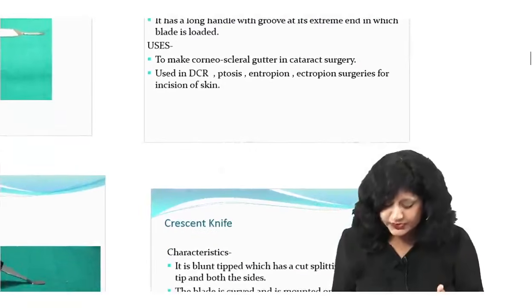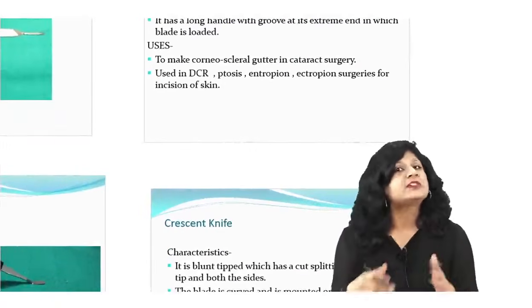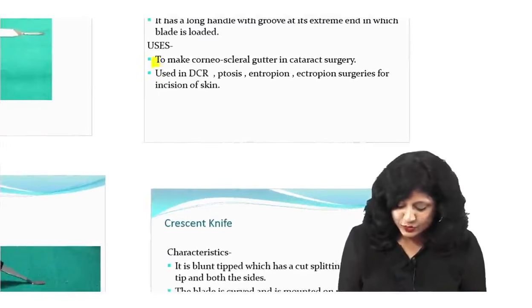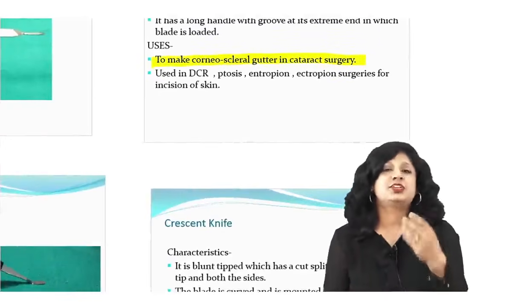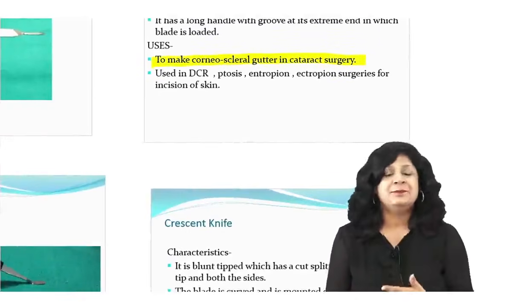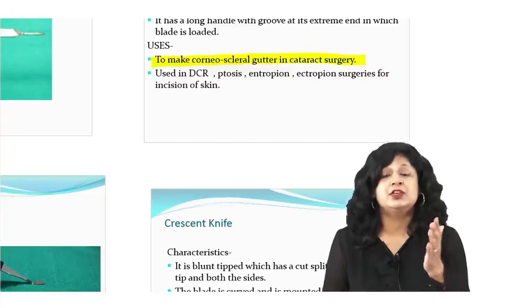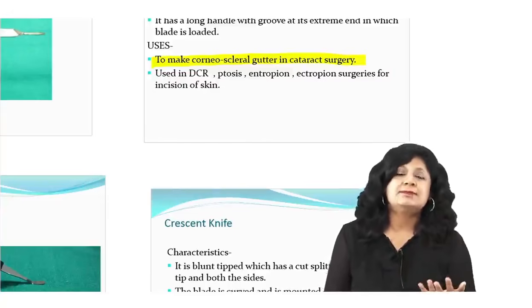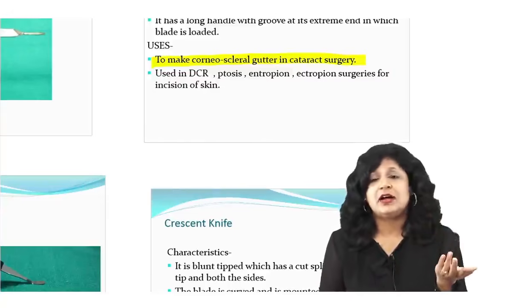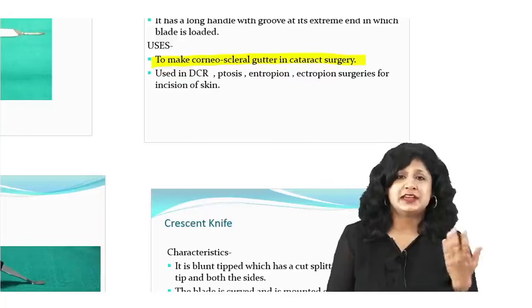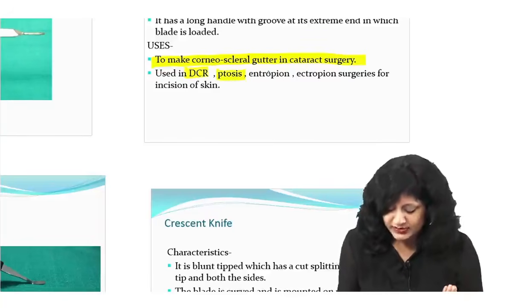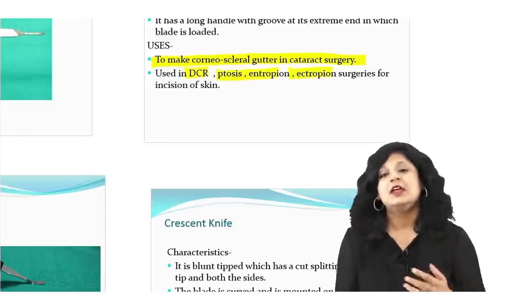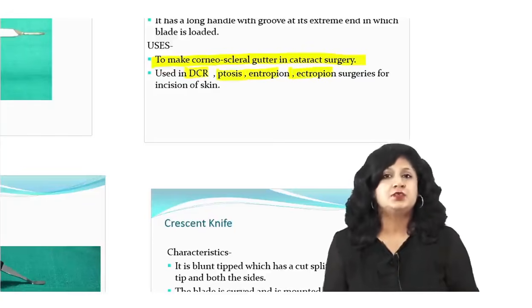So what are its uses? See, the first and the most important use, I will say, is to make the corneoscleral incisions in cataract surgery, in fact the most commonly done surgery in ophthalmology. But at other places also, whenever you are required to give an incision, like it can be DCR, it can be ptosis, entropion, ectropion, any kind of surgery, we are using the blades.